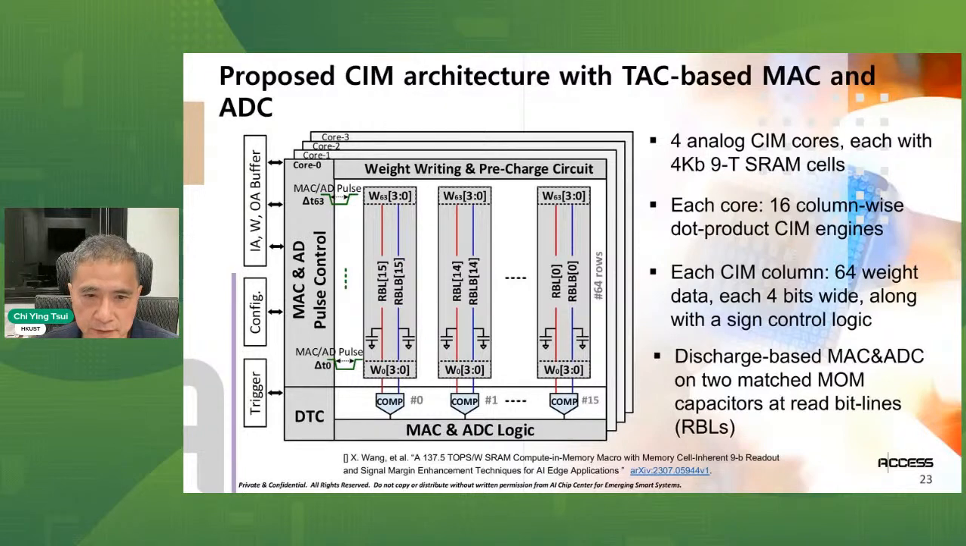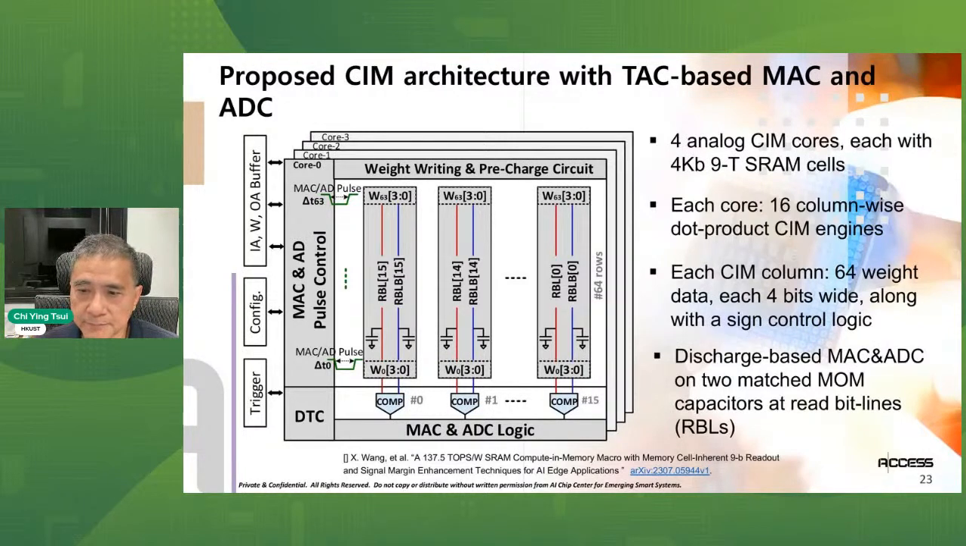This is the architecture that can support multi-bit weights using the time-based mechanism. This design looks at a 4-bit weight and also a 4-bit input. We have 4 analog CIM cores, and each one has a 4K-bit SRAM cell array organized into 64 by 64. Then 4 columns of the RAM will merge together into one weight with 4 bits.